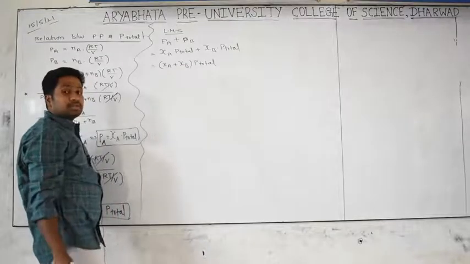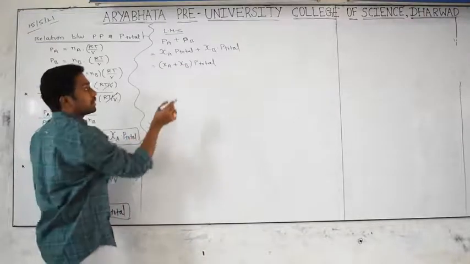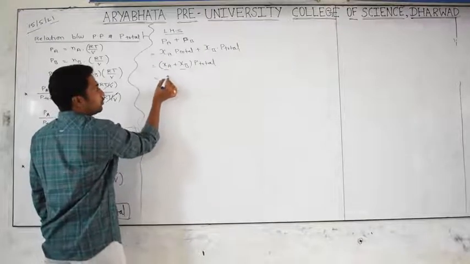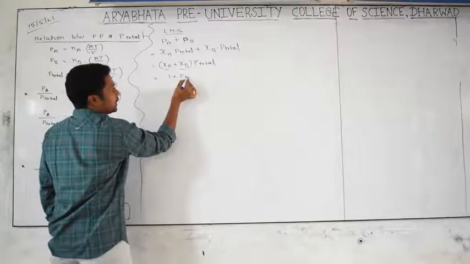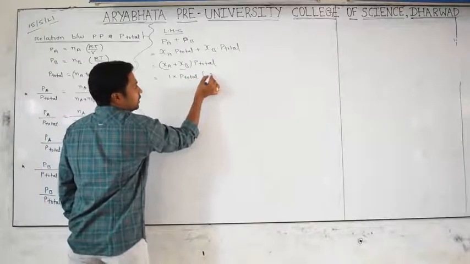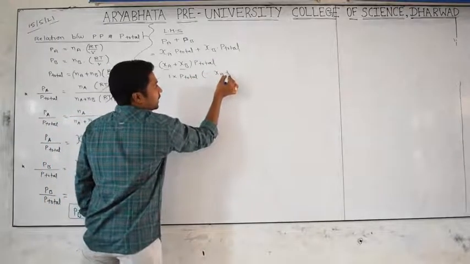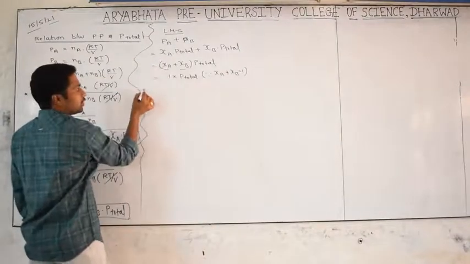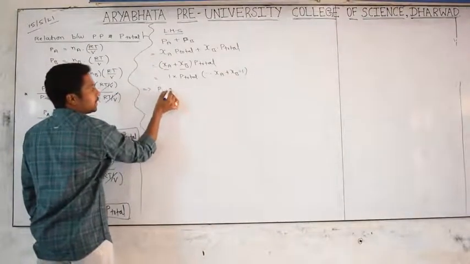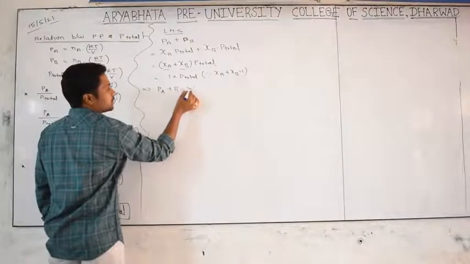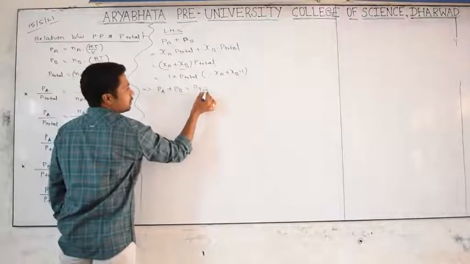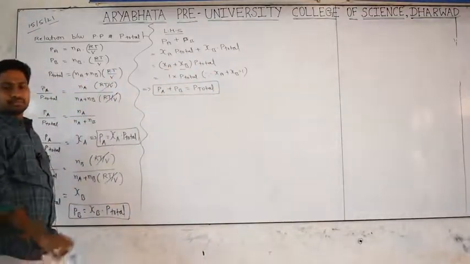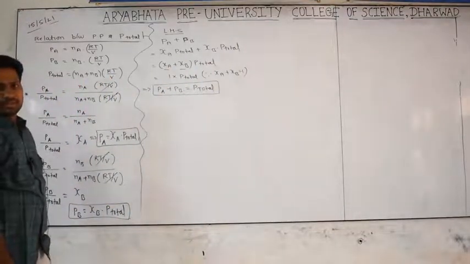We already learned in the first topic that the sum of the mole fractions of all the components should be 1. Then what are you getting? Here, 1 into P total, because chi A plus chi B is always 1. So finally, what did we get? PA plus PB, the sum of the partial pressures, is equal to P total. That means Dalton's law is proved. Did all of you understand? Yes.